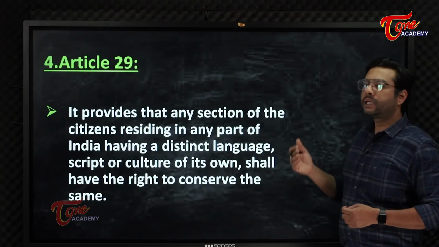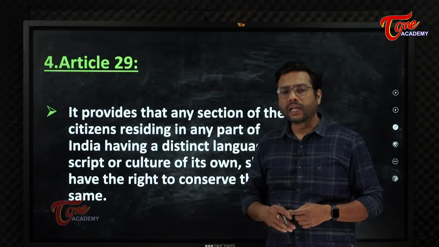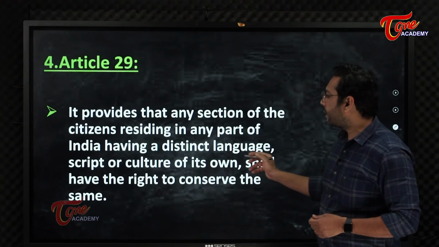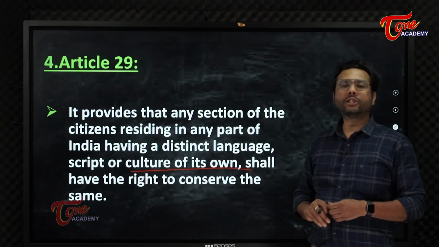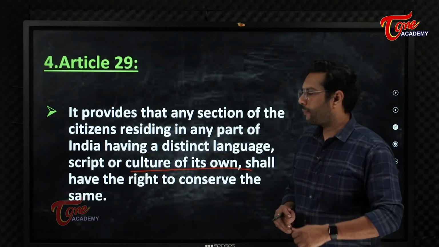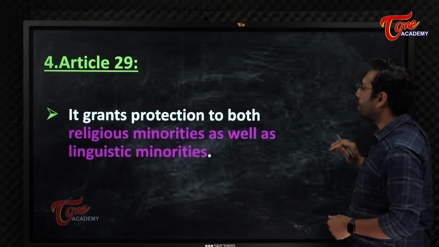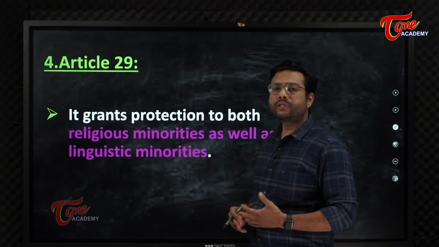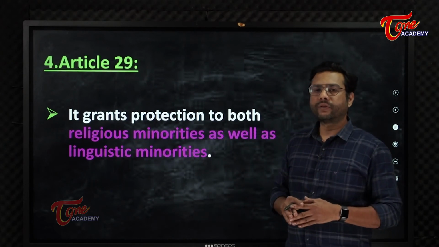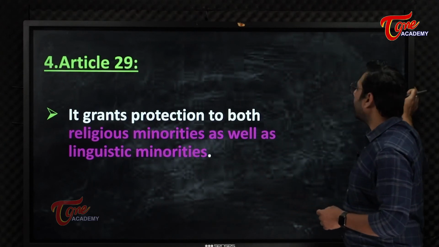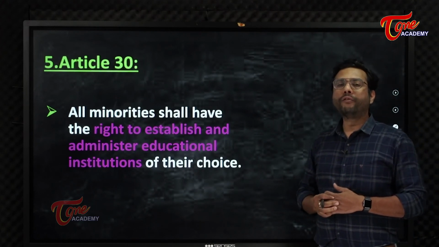So, we know Article 29 and 30 talk about protection of educational and cultural rights of the minorities. Protection of cultural rights. They can design any such program. They can promote their language. They can conserve their language. So they can also protect the religious minorities in terms of their culture, in terms of their language and literature. So Article 29 and 30 talk about the educational and cultural freedom of the minority.